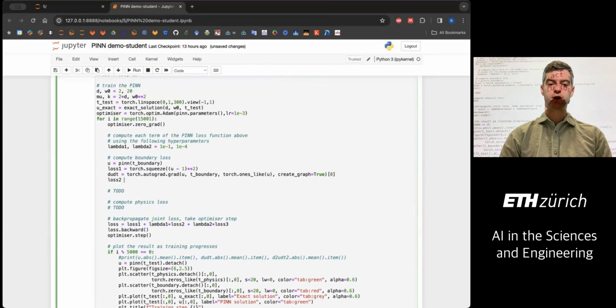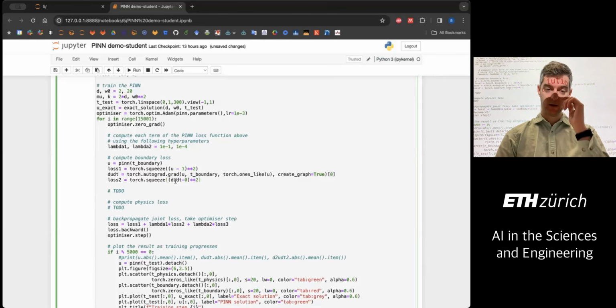And then we can just go ahead and compute our second term in the boundary loss, which is just the difference between du by dt and 0. So we're saying the velocity is going to be 0 at time equals 0. We're going to square it, and we're also going to do the squeezing as well. torch.squeeze. Okay. So we're nearly there.